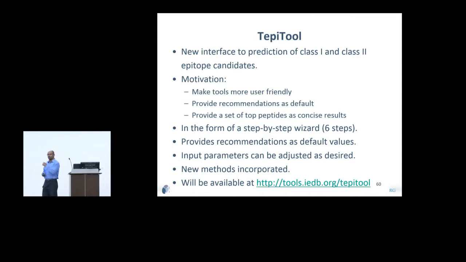And the new methods that I explained just a few minutes back, like the 7 allele method, have all been incorporated into this one. We have submitted this paper, so right now it's under review. Once it's published, the tool will be available at this link. The class 2 tool is tools.iedb.org/mhcii, so instead of mhcii, it will be TepiTool. Right now I'll just give you a preview or a quick tour of this tool.